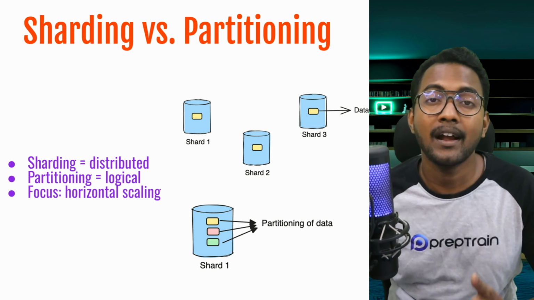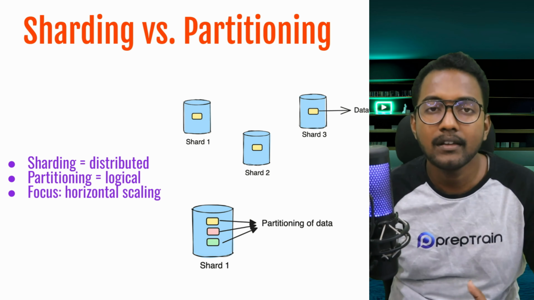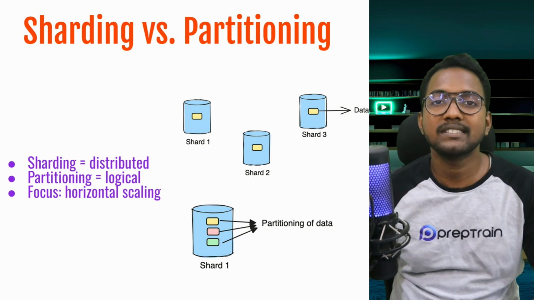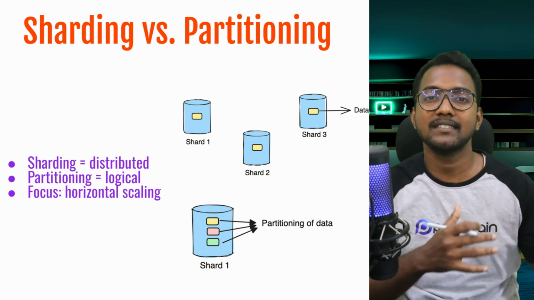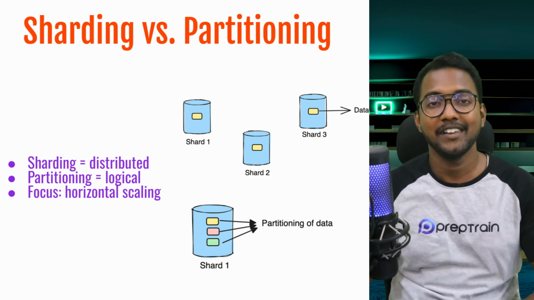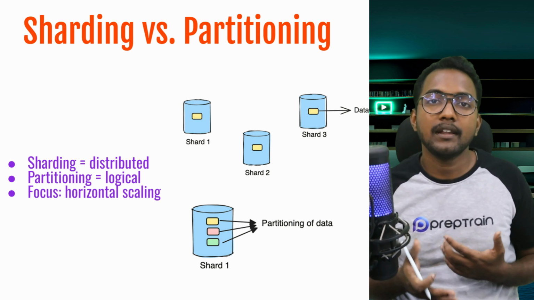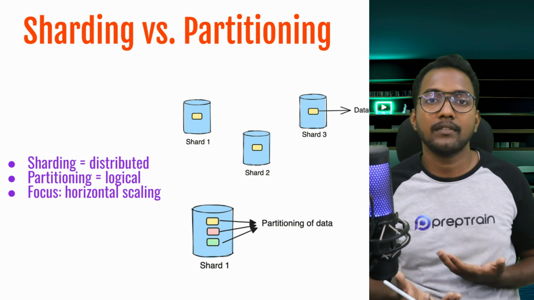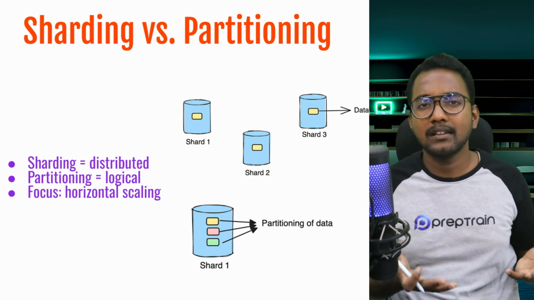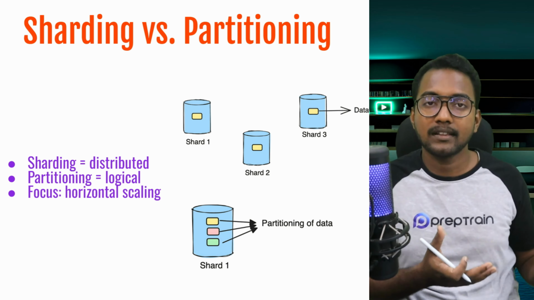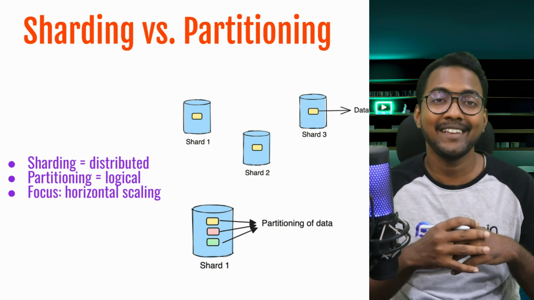Partitioning, on the other hand, organizes data logically within a single database. It is more about structuring data into segments within a single system, like dividing sales data by region in one server. So the focus of sharding is achieving horizontal scaling by creating a distributed architecture, which is essential for handling large scale applications. With this distinction clear, let's transition to the next slide and explore the various strategies used to implement sharding effectively.